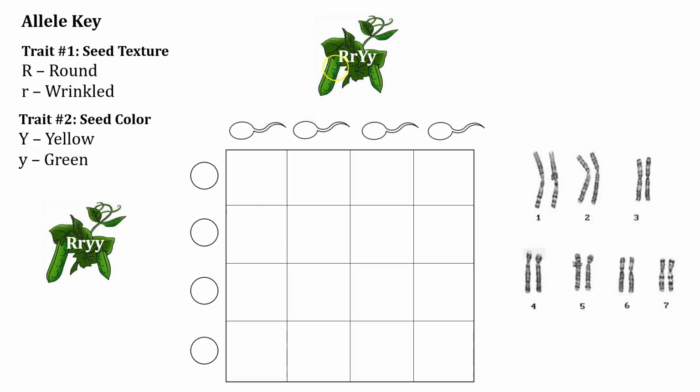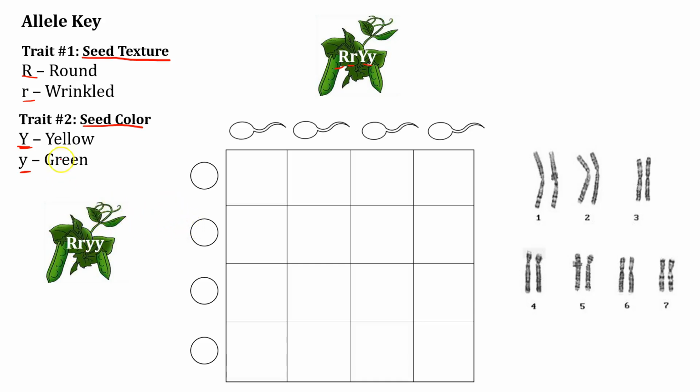This was the review question. We had two plants crossed together, and they had two traits each. One trait was seed texture, the other was seed color. In this plant, it was a heterozygote for seed texture, meaning it had one allele for round and one allele for wrinkled, so big R and little r. And for the trait of seed color, it was also a heterozygote. It had one allele for yellow and one allele for green. So two heterozygous combinations there for both of those traits.